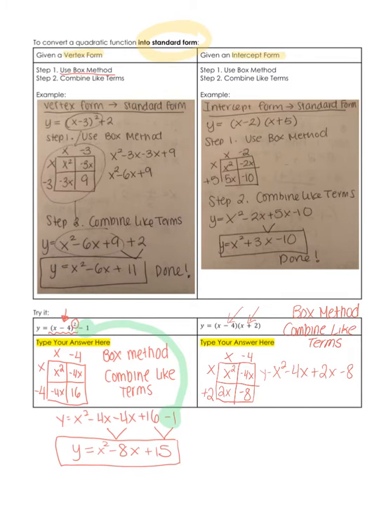So here we have like terms again, negative 4x and plus 2x. So we're going to combine them. y equals x squared minus 2x minus 8. And now it's in standard form.